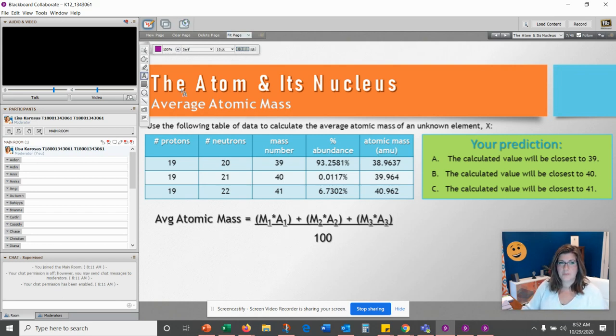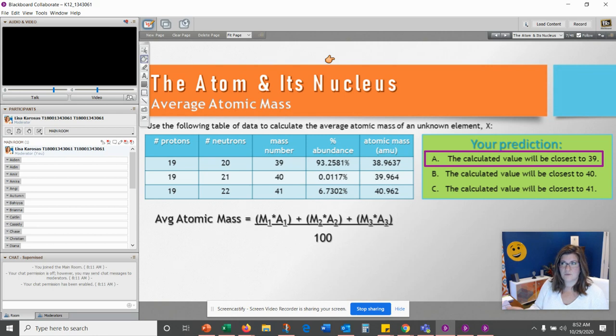So we're going to start here with the prediction all over again, because prediction's pretty important. It allows you to verify if your answer is ballpark correct. And we said yesterday that the calculated value should be closest to 39. Remember, this is an average. So if everybody in our classroom weighs between 100 and 200 pounds, we wouldn't expect the average weight to be above 200 or below 100. So just based on what an average is by definition, it should be somewhere between 39 and 41.